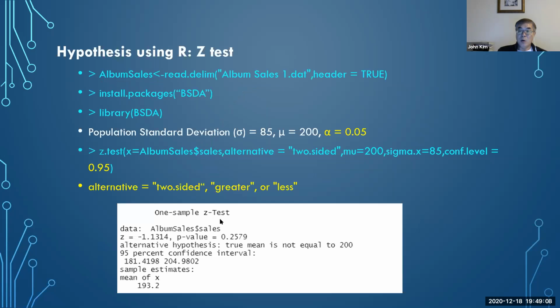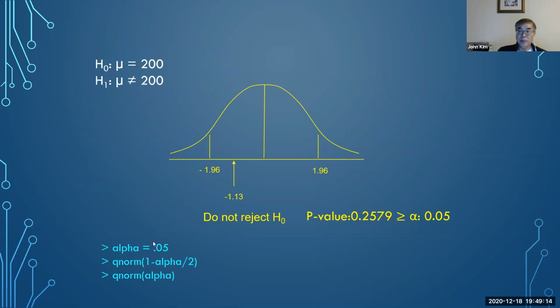From the output, the Z test statistic is negative 1.13. Negative 1.13 is inside. So using the critical value and the test statistic, we can decide the test result as do not reject the null hypothesis.